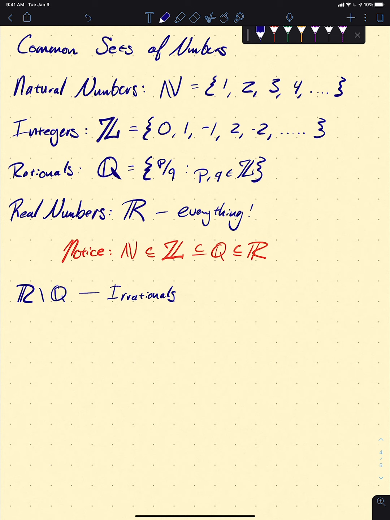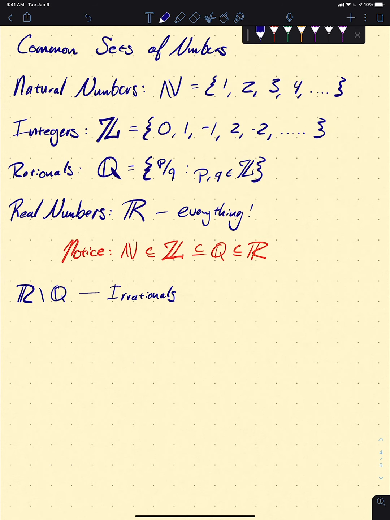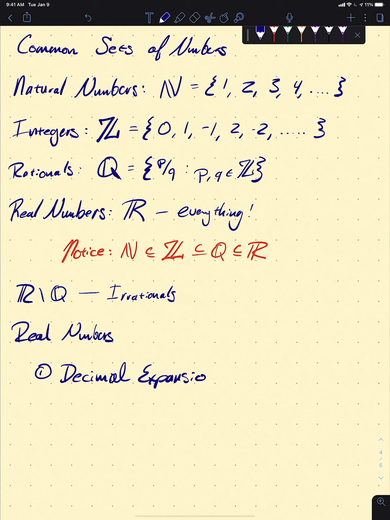And the real numbers are the main object of our study this quarter. So let's take a look at how we can talk about or express the real numbers. There are two main ways that we initially start to think about the reals. The first one is by their decimal expansion. And the decimal expansion of these numbers is exactly what you would think.